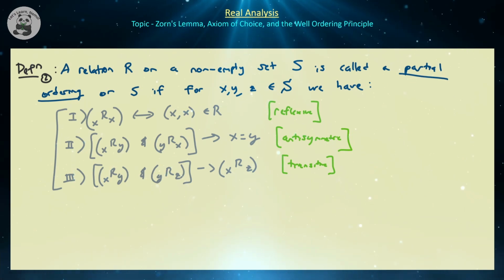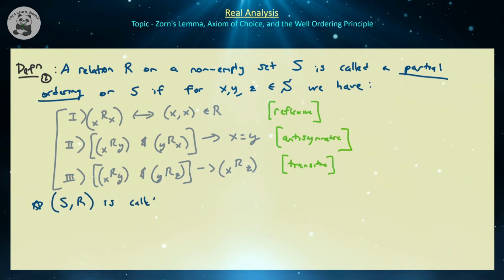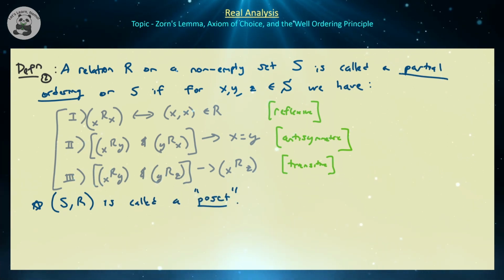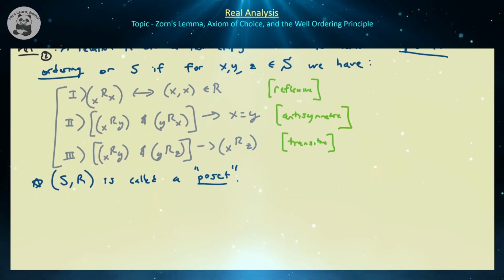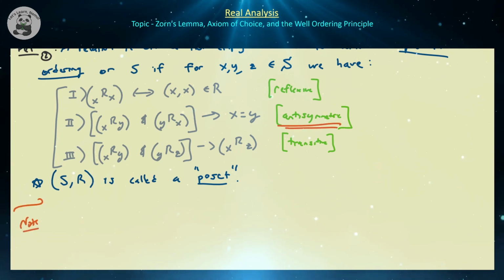And if all three of these things are satisfied, then sometimes we will say that S with that ordering R is called, some people call it a poset, or a partially ordered set. Now, a common question that I get for this definition is, why do we call it anti-symmetric? So let me just mention what symmetric means in terms of this definition. So symmetric is x is related to y if and only if y is related to x.